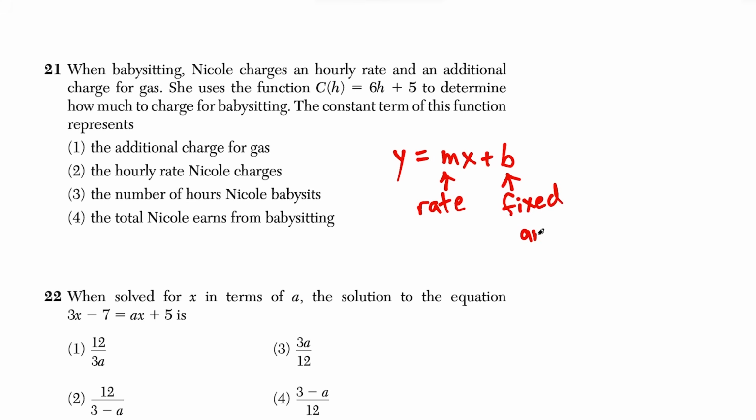And then the other values here, x and y. X is usually a time component. Okay, in the context of this question, we'll say how many hours Nicole works. And y is like the total. So that's how I'm thinking about this just going in. So now I reread this. So Nicole charges an hourly rate. So that's going to be the slope, and the slope here is 6. So the hourly rate is looking like $6 per hour.